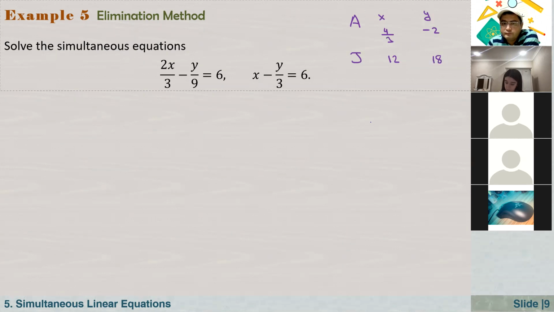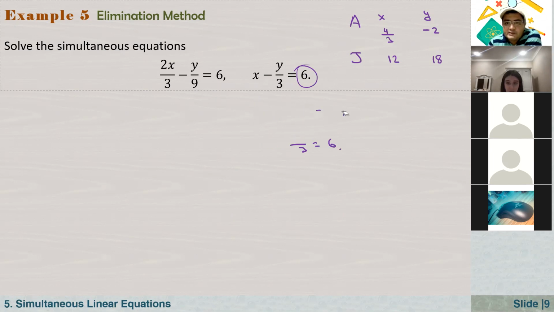Okay, if I check Ayan's answer here, for example, 4 over 3 minus y over 3, which is -2 over 3, that is equal to 2. But on the right-hand side, we have 6. If I check Jasmine's answer, here we have 12 minus y over 3, 18 over 3, that's equal to 6. So Jasmine's answer is correct.